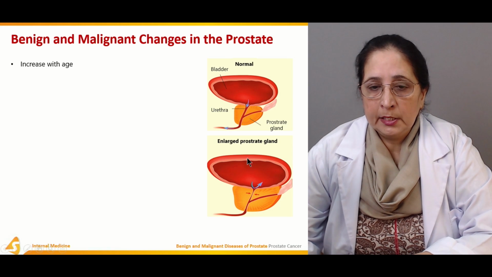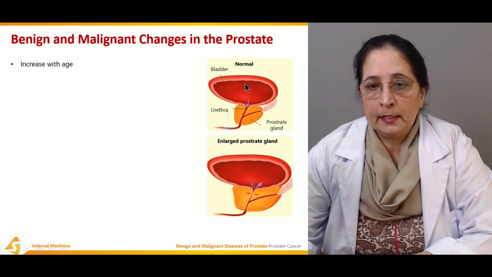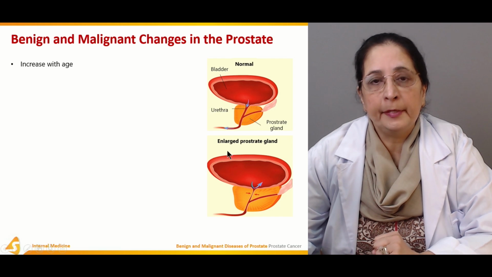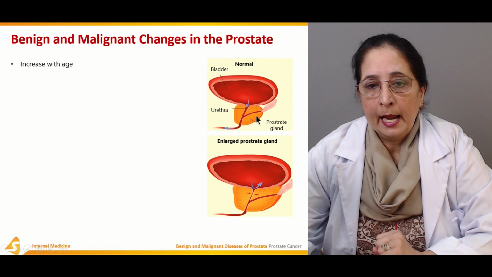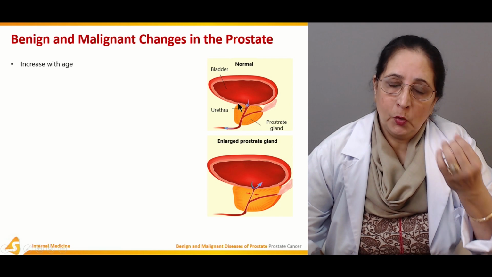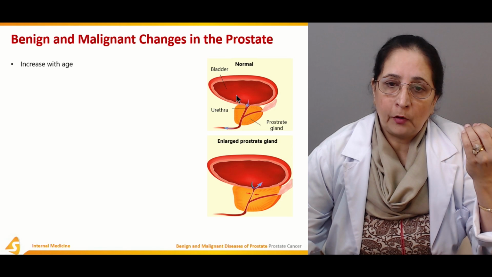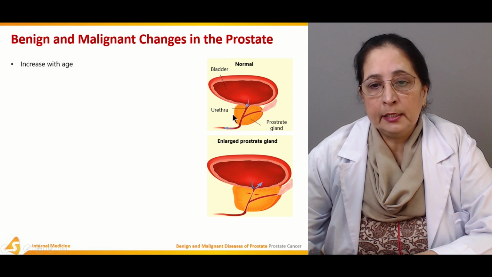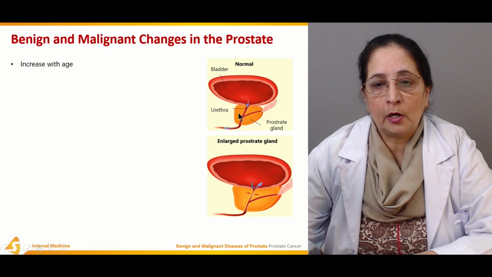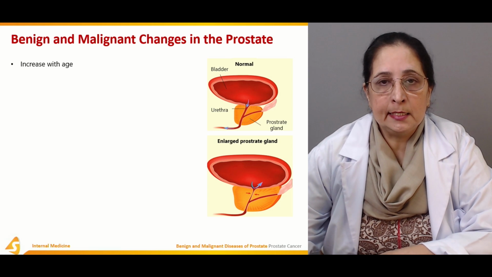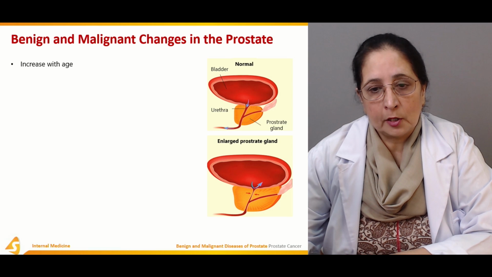So let's begin with our first section. If you see here in this diagram, this is the normal urological picture of the male. This is the urinary bladder, and then the urethra. The urethra is the opening that carries the urine from the urinary bladder to the outside. Surrounding this urethra is the prostate gland. The prostate gland is present only in males. Females don't have the prostate gland.